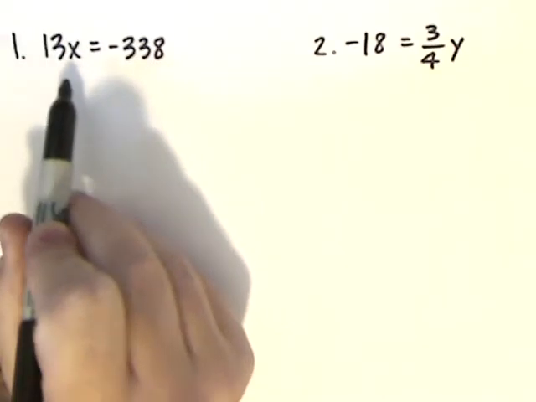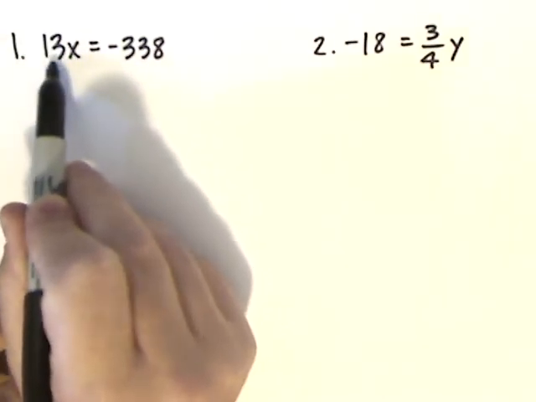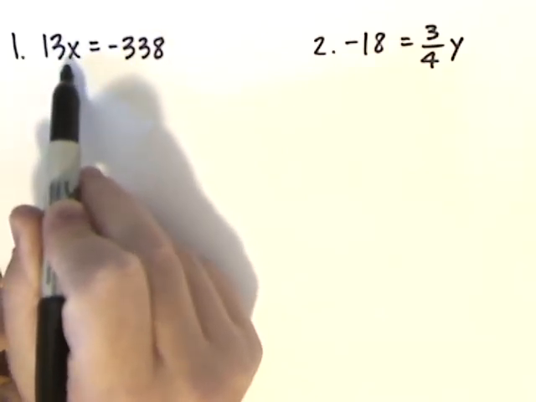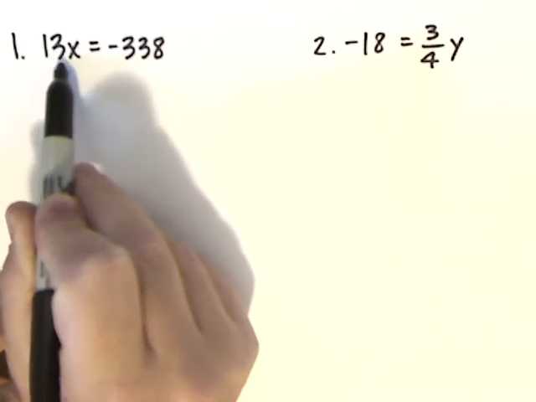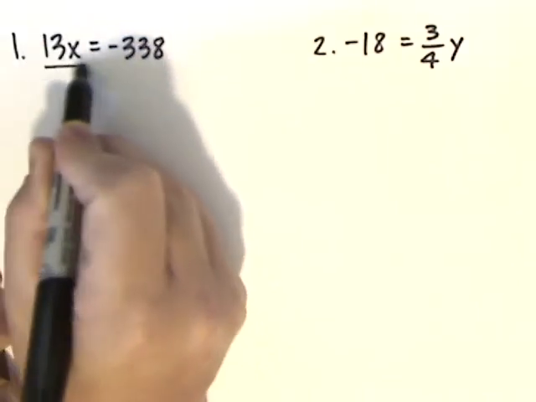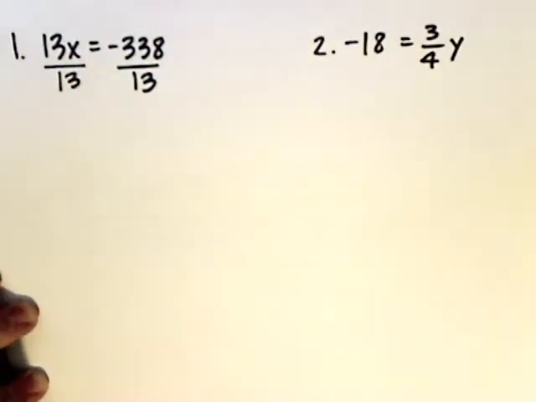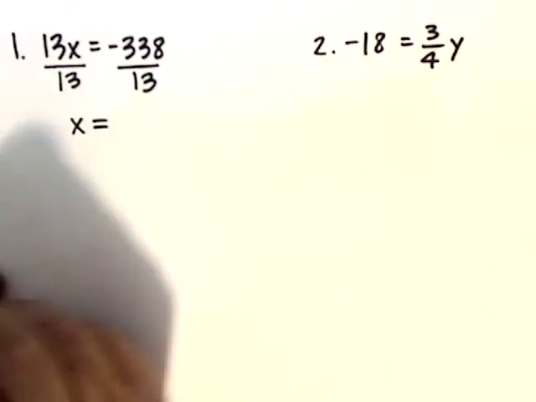Okay, here's what I'm going to do to solve this problem. Now I know I want to get this x all by itself. Right now I have a 13x. I have the term with the x by itself, but the x is not isolated. And the way I'm going to isolate this x is I'm going to divide it by its coefficient, which is 13 in this case. Now 13x divided by 13 just leaves me x.